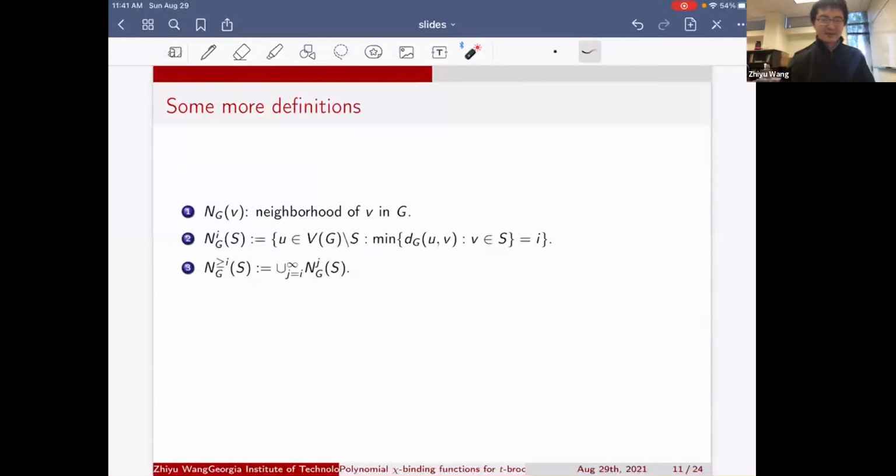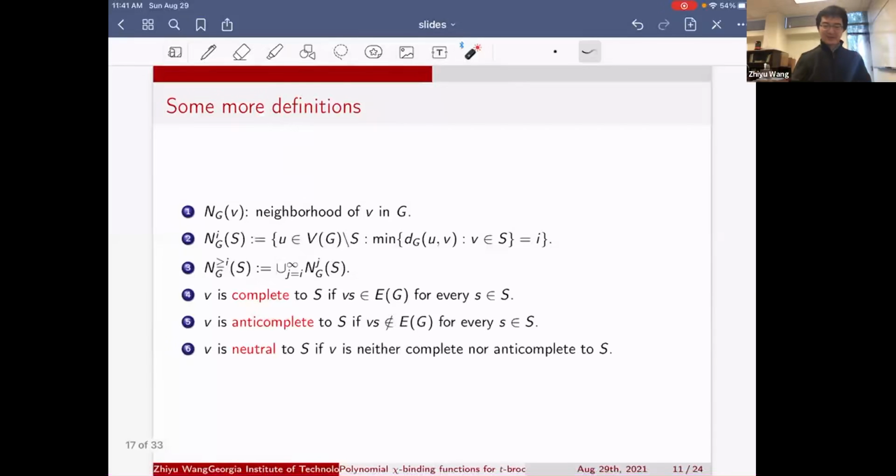Given a vertex v in the graph, the neighborhood of v is denoted by N_G of v. The ith neighborhood is N^i. Given a set of vertices S, the ith neighborhood is denoted by N^i of S. With the superscript at least i, it is the ith neighborhood and beyond. Given a vertex and a set of vertices, v is complete to S if v is adjacent to every vertex in S, and v is anti-complete to S if v is adjacent to no vertex in S, so it's completely no edge. If there is some edge and some non-edge, we say v is neutral to S. So that is the language here.